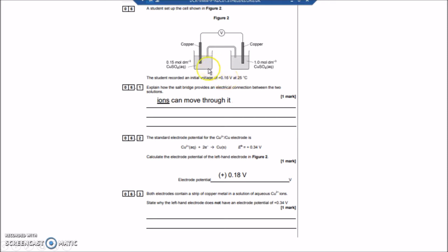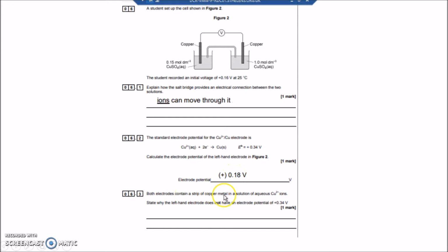So this one is operating at 0.18. That's its electrode potential, the reduction potential. However, it's forced to go in the other direction by this cell, so this one becomes minus 0.18 to then give plus 0.16 when the two values plus 0.34 and minus 0.18 are added together.